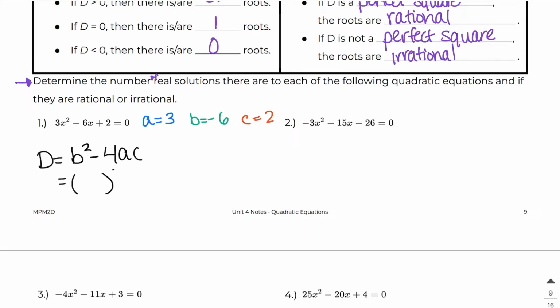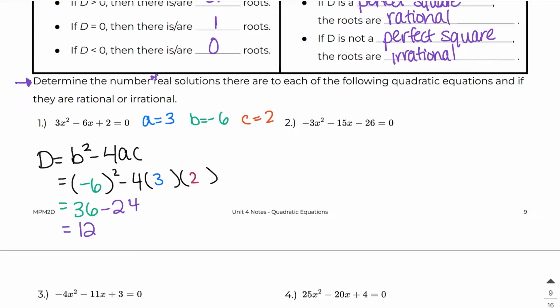So here the b squared is going to be -6 squared. And then I'm going to do minus 4 times a, which is 3, times c, which is 2. And when I do -6 squared, I get +36. And then when I multiply negative 4 by 3, I end up getting a negative 12 times 2 is a negative 24. 36 minus 24 is 12.